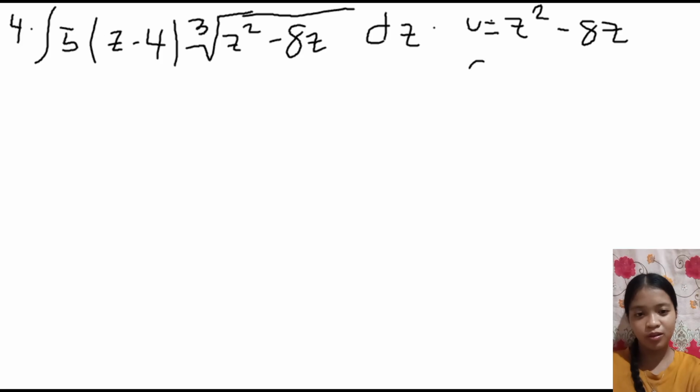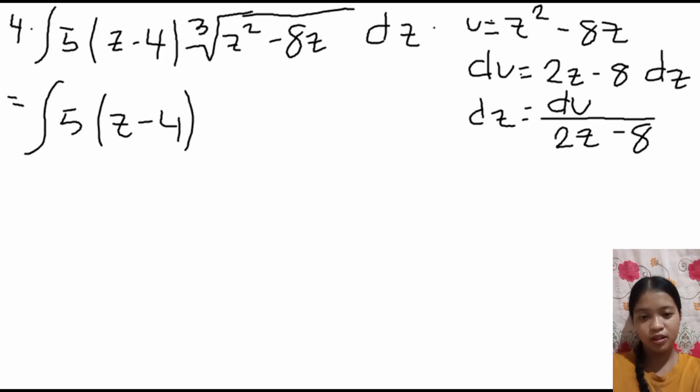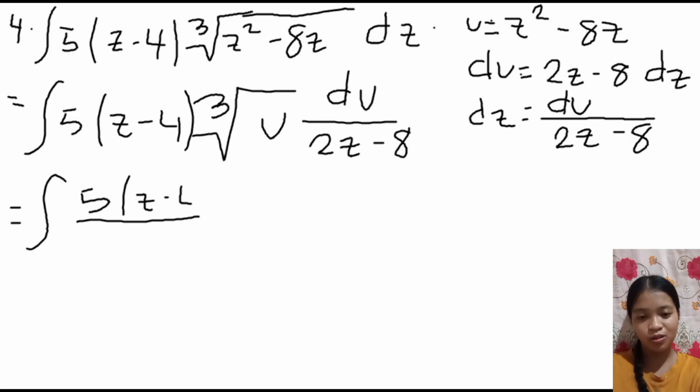x squared minus 8x, then get its derivative, so the derivative of u is 2x minus 8 dx, and then the dx will be du over 2x minus 8. So we can now rewrite it, so the integral of 5 quantity of x minus 4 cube root of u du over 2x minus 8. So now we can transfer the denominator to anywhere, so we're going to transfer it to somewhere that we can cancel out.